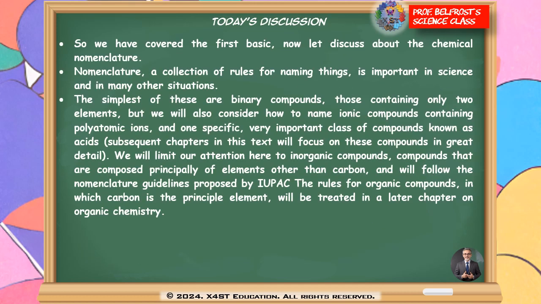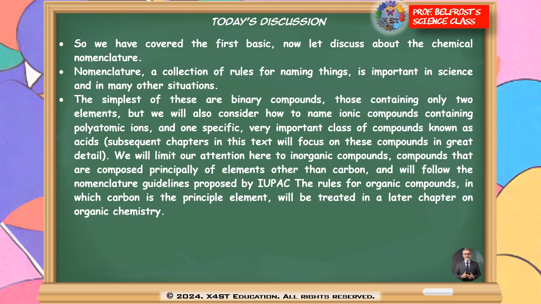Okay, so that's what we covered previously. We've covered the first basics. Now let's discuss chemical nomenclature for the ionic and molecular compounds. Nomenclature is a collection of rules for naming things, very important in science and in many other situations. We'll start with binary compounds, which contain just two elements, but we'll also consider how to name ionic compounds containing polyatomic ions and one specific, very important class of compounds known as acids.